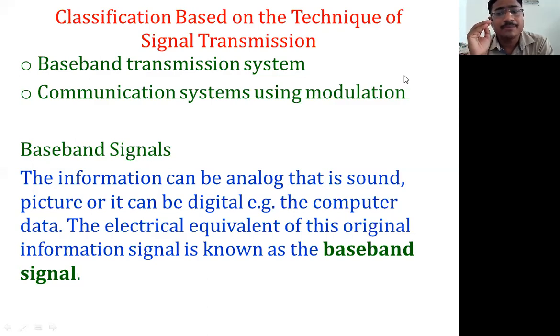The information can be in the analog form, that is a sound, that is a picture. It can be in the form of computer data also, but the electrical equivalent of this information is called a baseband signal. The electrical equivalent of the original information signal is called a baseband signal.